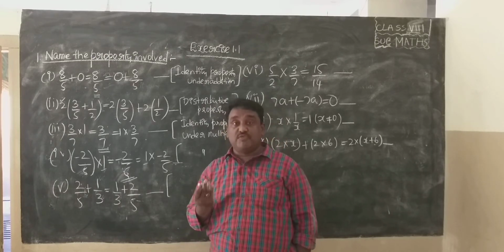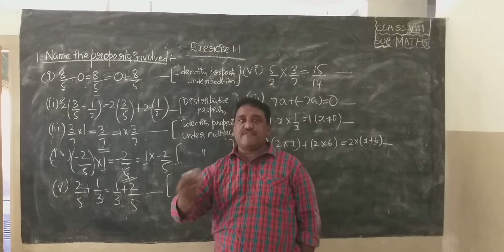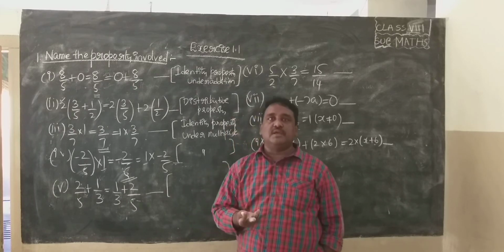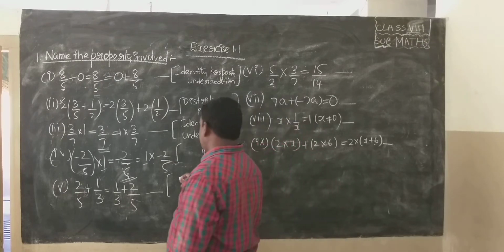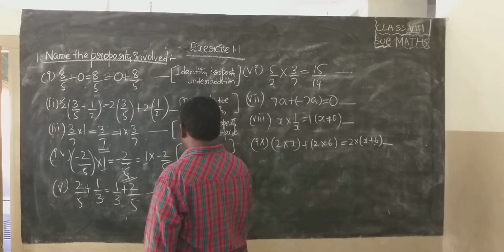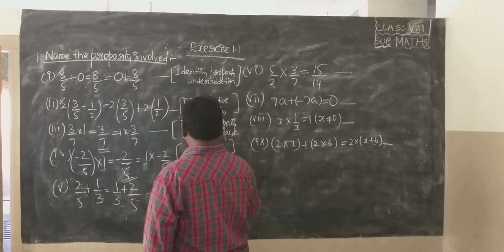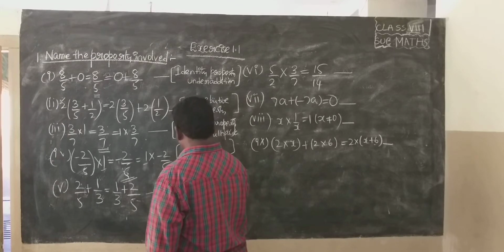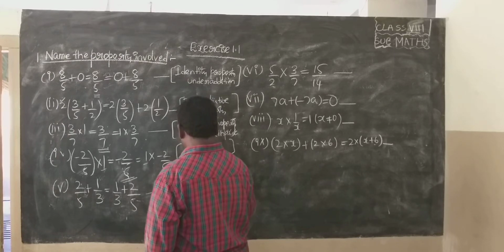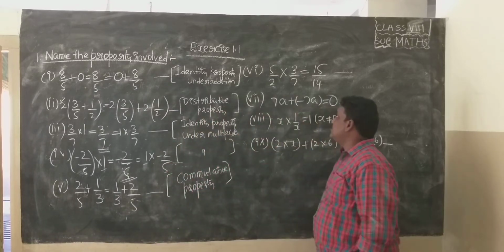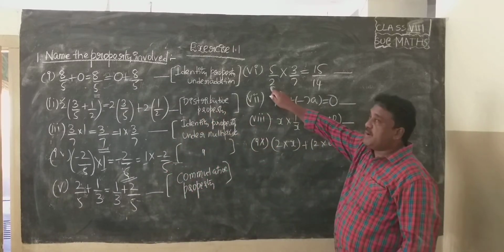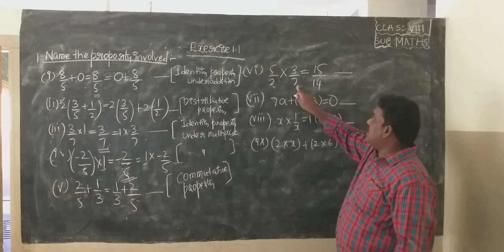Two numbers, two fractions. Add in different ways. What property? I told you. Fifth property. What is that? Commutative property. Next one. 5 by 2 into 3 by 7.